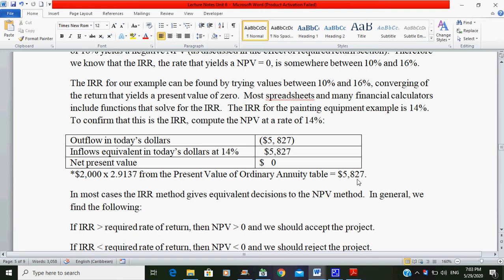In most cases, the IRR method gives equivalent decisions to the NPV method. But watch this carefully. This can be done.